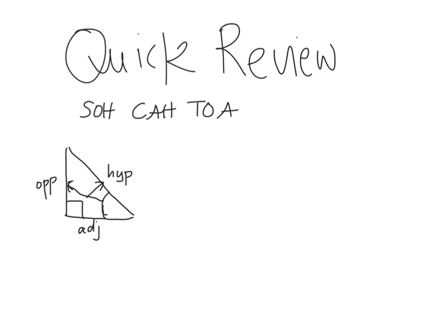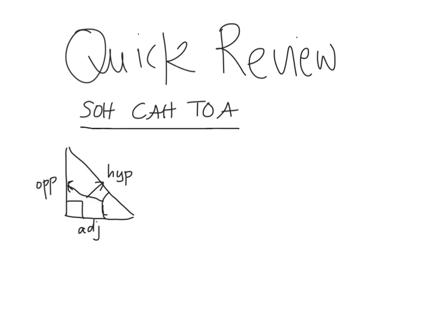But today we are going to talk about solving right triangles. So just a quick review. You need to know SOHCAHTOA. Sine equals opposite over hypotenuse, cosine adjacent over hypotenuse, tangent opposite over adjacent.